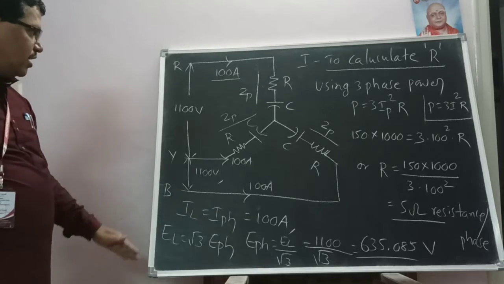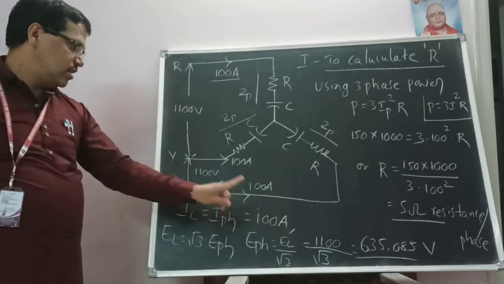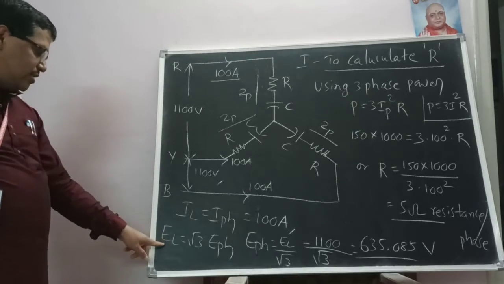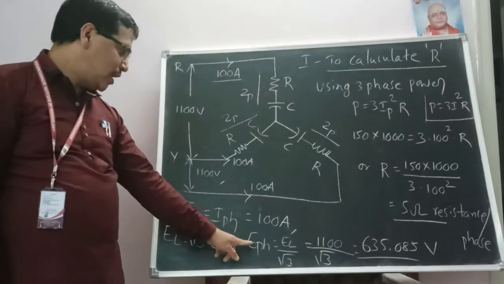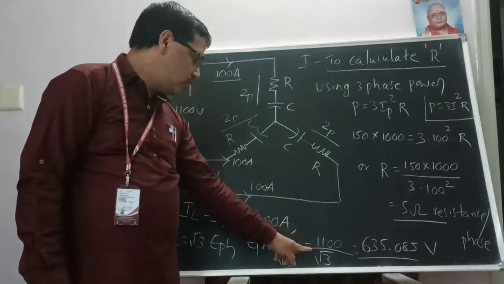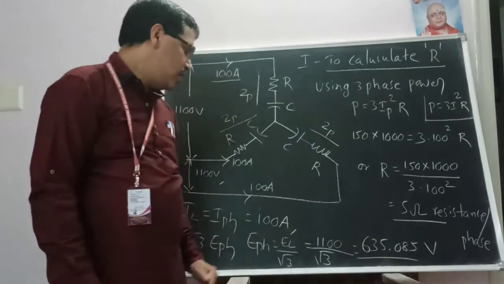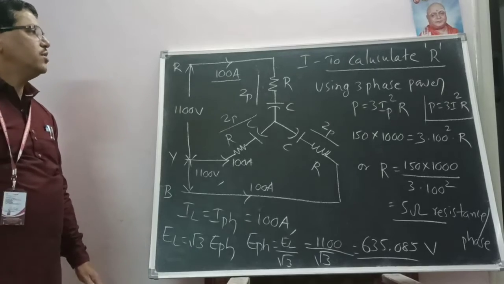So as usual according to the star connection, IL is equal to I phase, both are the same, that is 100 amps. And EL is equal to root 3 into E phase, we need to calculate E phase, EL by root 3. The value of EL is 1100 divided by root 3, answer is 635.085 volts, that is E phase.